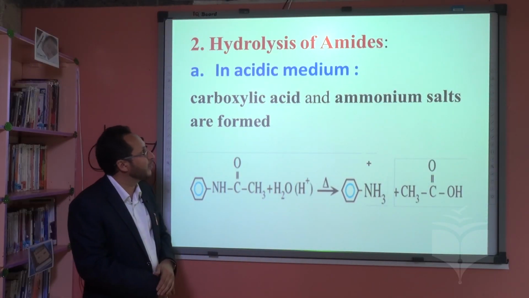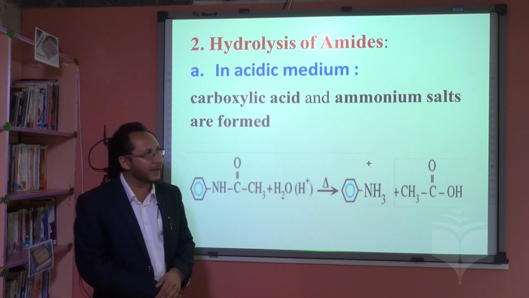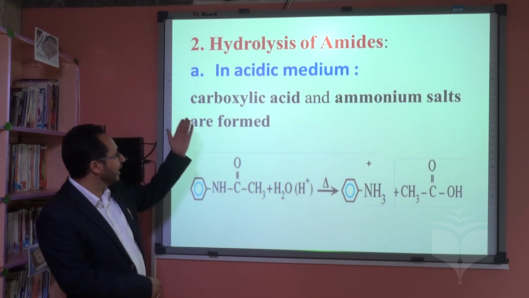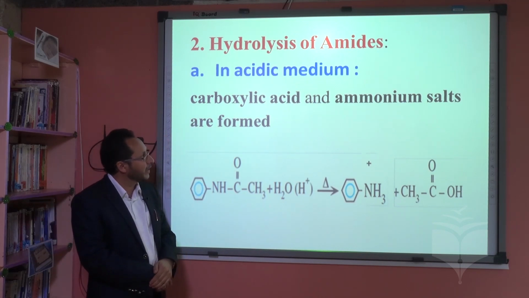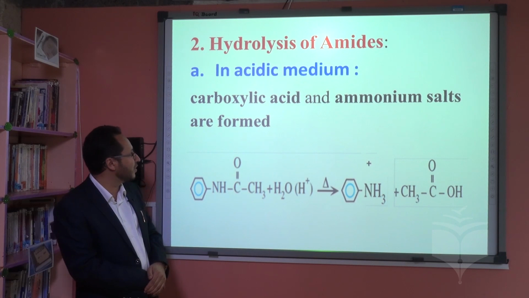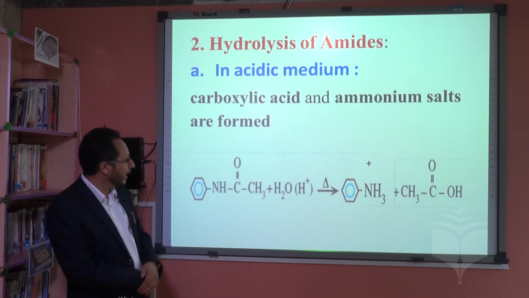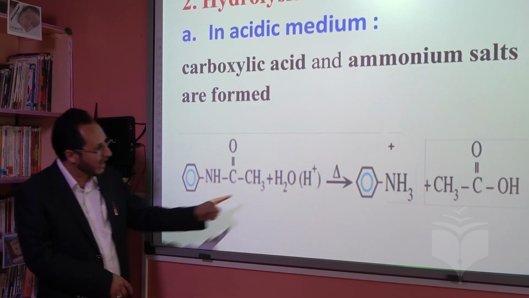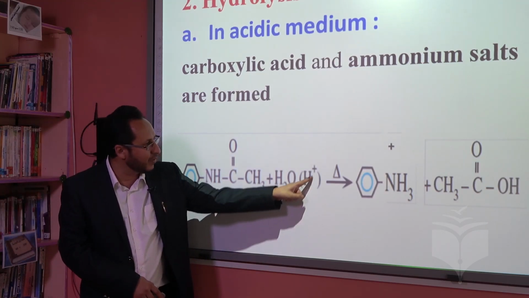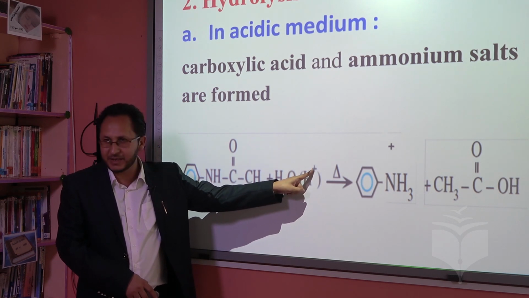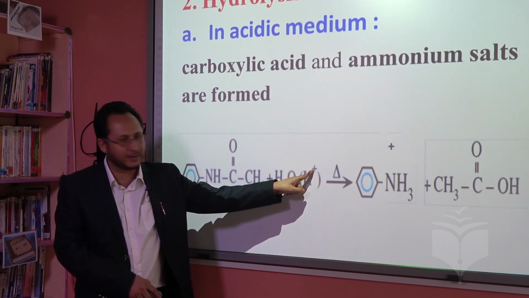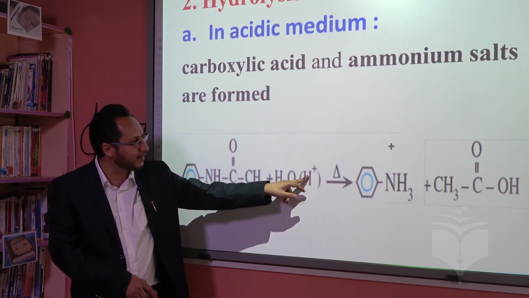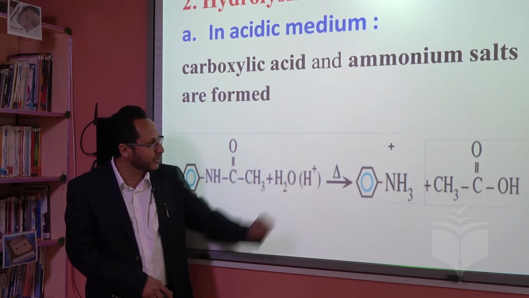The second reaction, we call it the hydrolysis of amides. We have two types of hydrolysis. In the first one, in acidic medium, they give carboxylic acid and ammonium salts are formed. Here we have the compound acetanilide. If you have H2O, and this is H plus, it means any proton from any acid. Maybe it's HCl or H2SO4, any acidic medium. We write it as H plus.